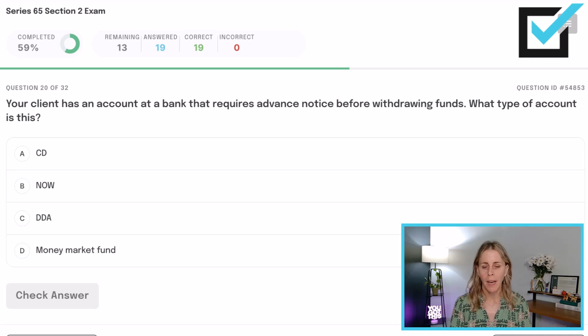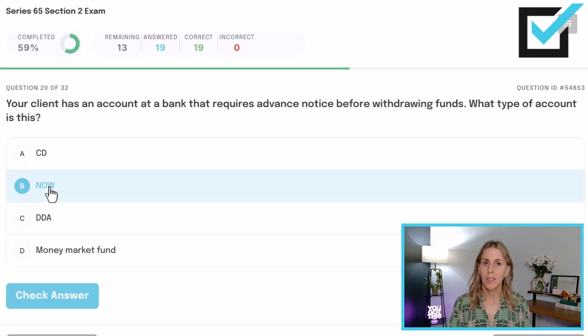Your client has an account at a bank that requires advance notice before withdrawing funds. What type of account is this? CD, which stands for Certificate of Deposit, NOW, which stands for Negotiable Order of Withdrawal, DDA, which stands for Demand Deposit Account, or Money Market Fund. It is the Negotiable Order of Withdrawal account that requires advance notice before withdrawing funds.